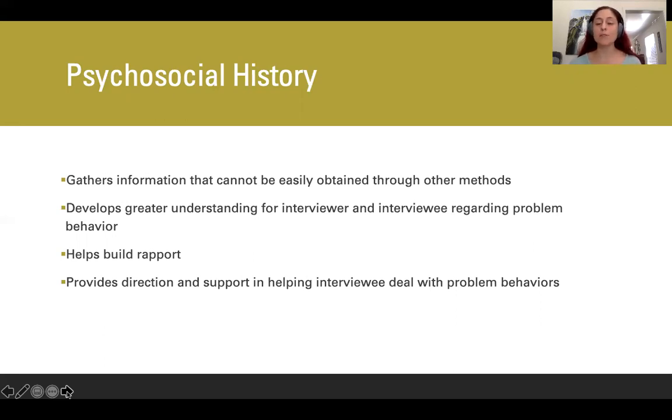The nice thing about the psychosocial history is that while you're asking questions and listening to what the client is telling you, you're both gathering really important information and also building rapport with the client because they are telling you their story and they are seeing that you're listening and that you care and that you're curious, which feels good and helps to really start to set a foundation for that therapist-client relationship.